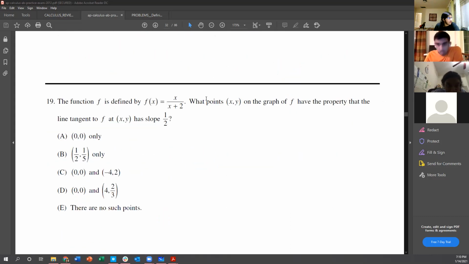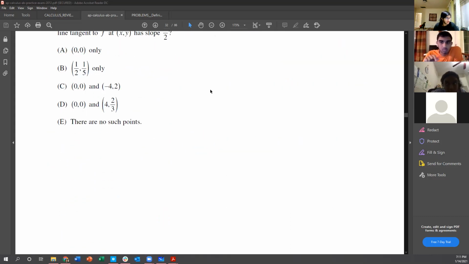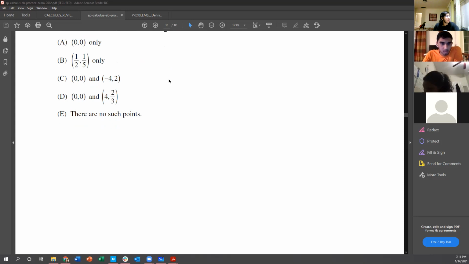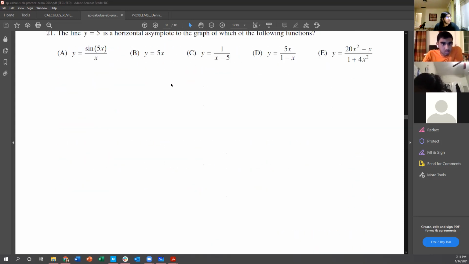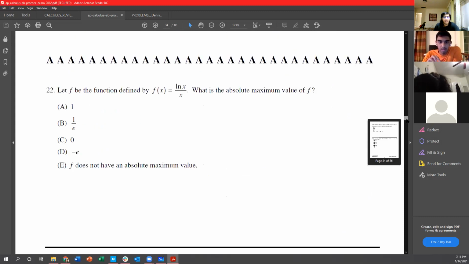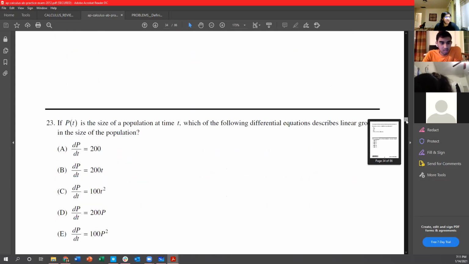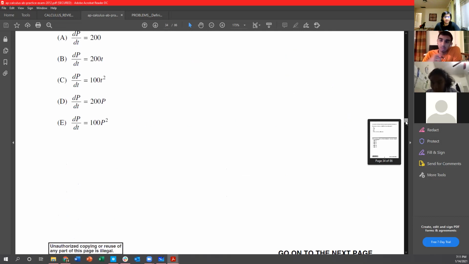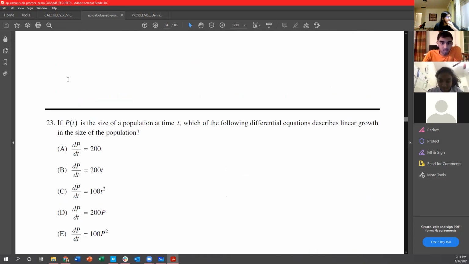Let's go ahead and move on. Mohammed's logging back in, no worries. Let me just text her real quick. Okay, let's skip some of this stuff. Is it just me, or is this test more derivatives than integrals? I'm not sure. I think it would get balanced by the end of the test. Maybe we just didn't get to the integral part yet.